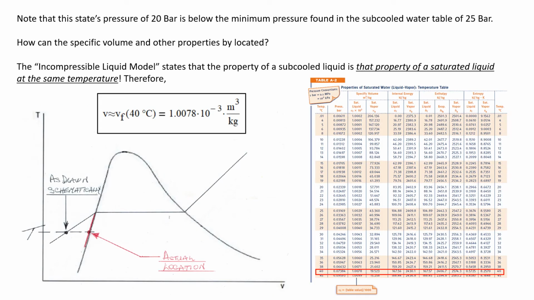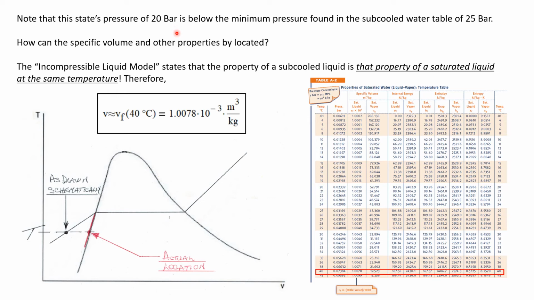So if we go to the compressed liquid table at 20 bar and 40 degrees C, we'll find that the minimum pressure of the compressed liquid table is 25 bar. And 20 bar isn't even on the table. So we cannot find a value for this state in the compressed liquid table.